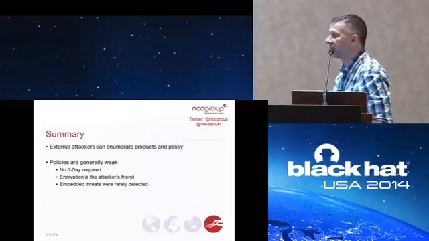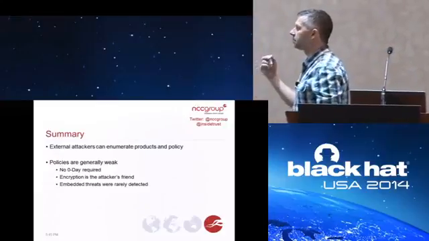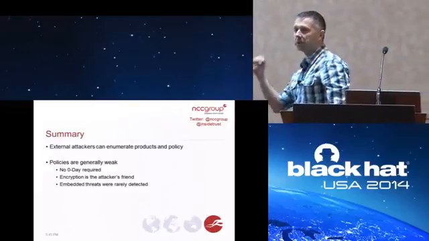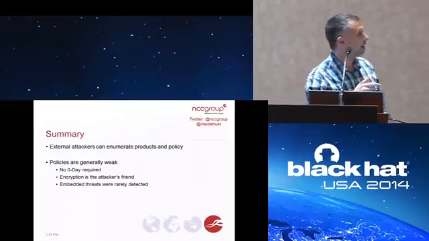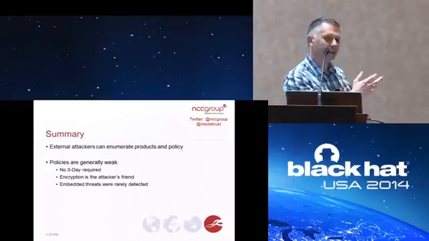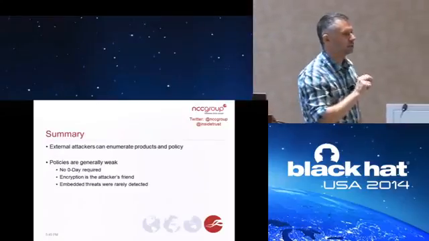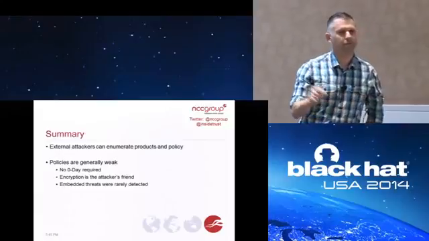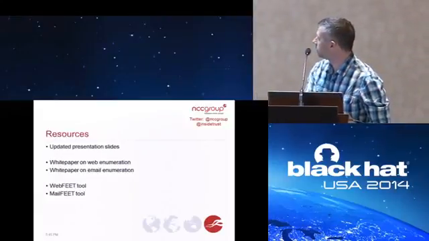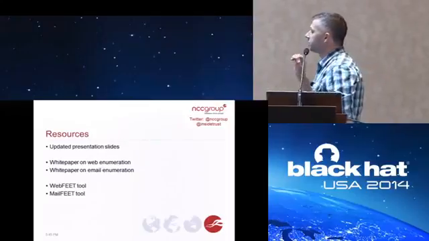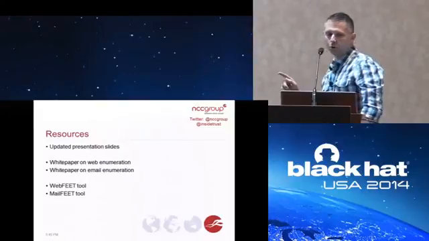Encryption is the attacker's friend. So encrypted attachments, companies need to be able to send and receive these because it's part of their business processes. And you've got a problem with embedded threats being detected. So lots of these solutions are not effectively doing deep content analysis and finding threats embedded within Office documents and archives.